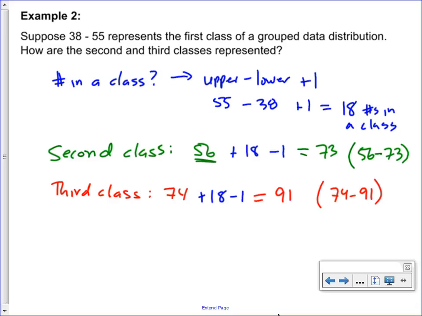It's all good. Alright, here's another one. These are all multiple choice test questions, by the way, so you've got to know how to get to them. Example 3, suppose the lowest and highest numbers of a data set are 80 and 200. There's a total of 9 classes. What is the lower limit of the second class?